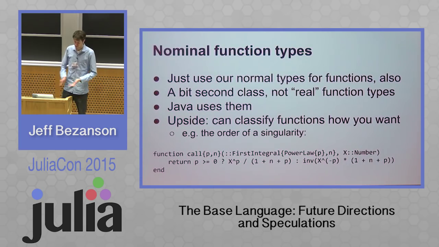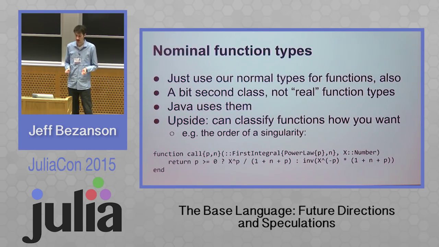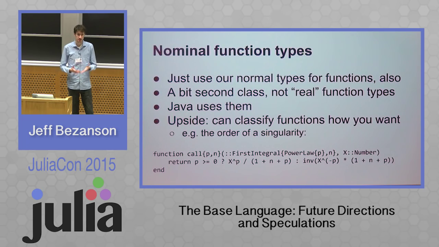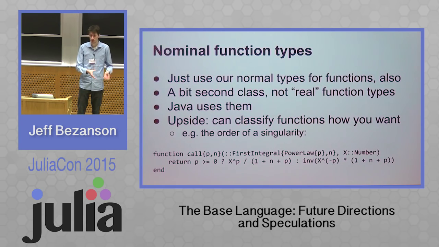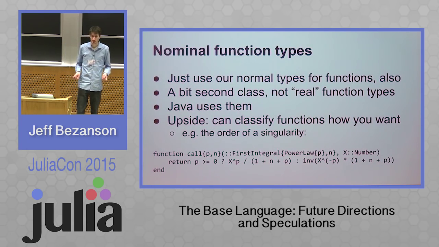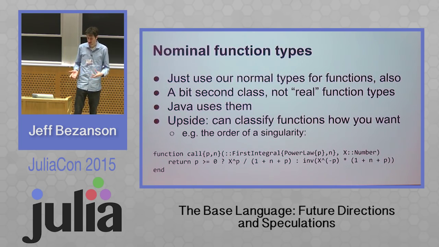So what can we do? Well, if we're not going to have those arrow types, as they're called, we can use what's called nominal function types, which basically means just use the types we have for objects and use them for functions also. Just keep using the same thing. So it's a bit second class. People will tell you it's not real function types, and yeah, it's not. It's a second class thing.